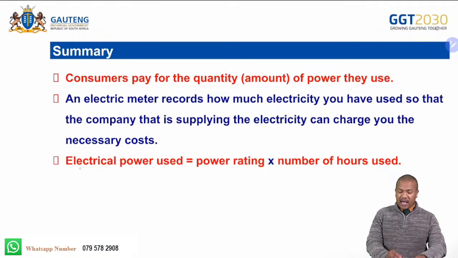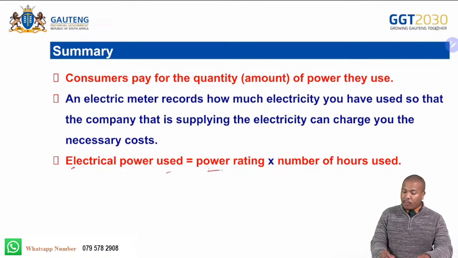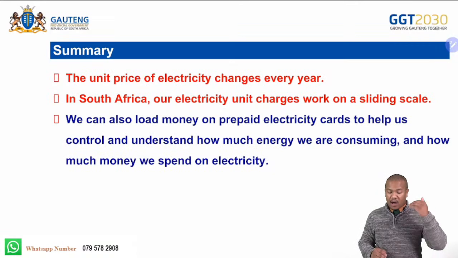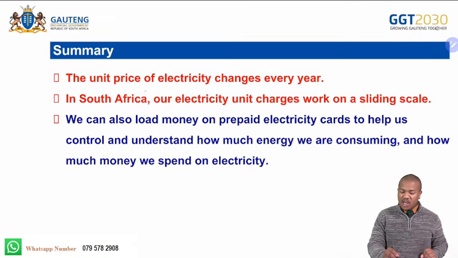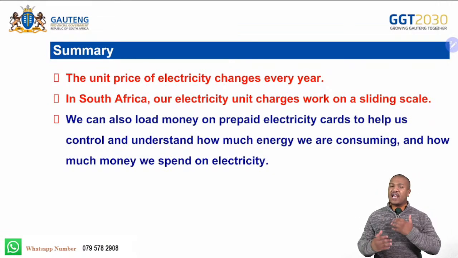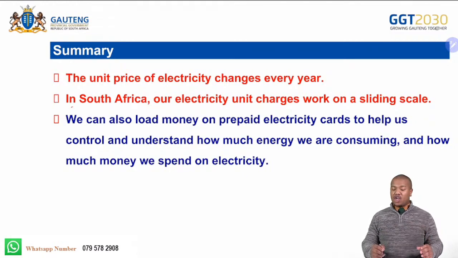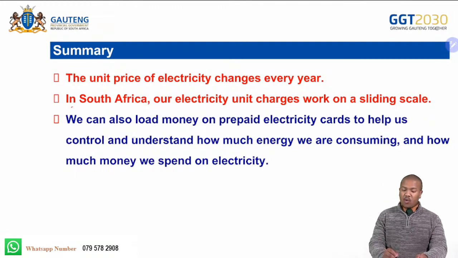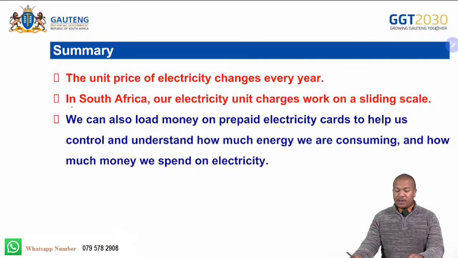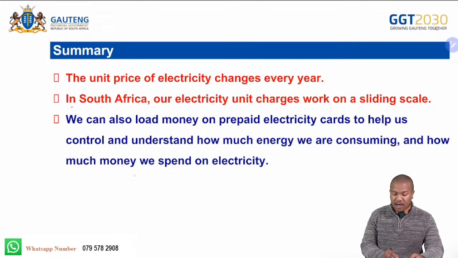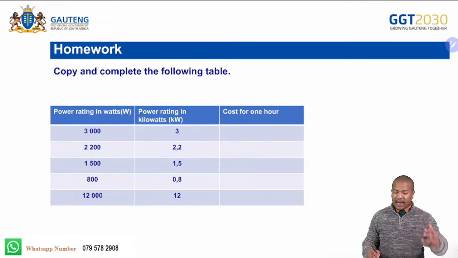And we said that the formula that they use is electrical power used is equal to power rating and the number of hours used. Also, the unit price of electricity changes every year. For example, in South Africa, our electricity unit charges work on a sliding scale. We can also load money on prepaid electricity cards to help us control and understand how much energy we are consuming and how much money we spend on electricity.